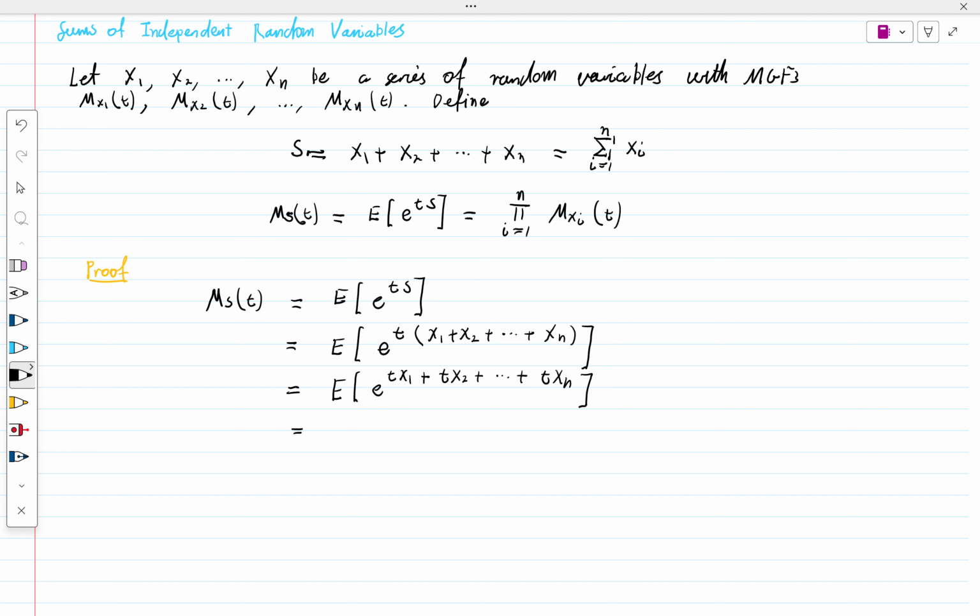Now, here's an interesting point about the exponential function. Recall that if you have e to the m plus n, that is the equivalent of saying e to the m times e to the n. So by virtue of this property of exponentials, well, powers in general, we can rewrite this expression as a product of terms. And that product of terms becomes e to the tX1 times e to the tX2 times ... times e to the tXn at the end.